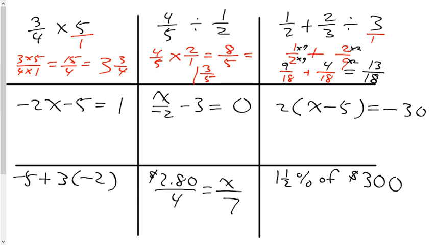Now we transition to the second line, which is all algebra questions. In this particular one, we have a constant of -5, and we have a coefficient of -2.